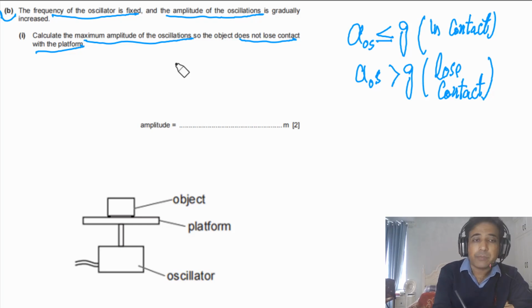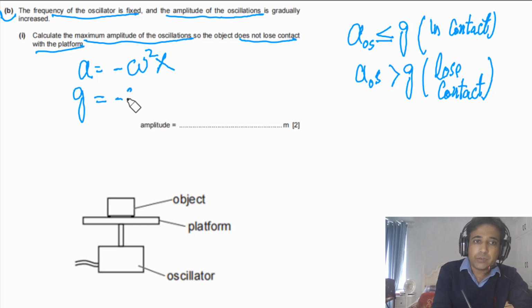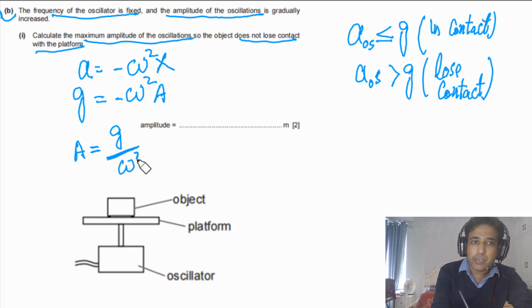Now how can we calculate the maximum amplitude? So simply we can say a is equal to minus omega square x. Omega square x. a in this case will be equal to g, the maximum value of acceleration. So this is equal to minus omega square, and we can say this one is A. We need to find the value of A, so we will get in this case the value of g divided by minus omega square. We are only interested in magnitude, so simply we can say this is divided by omega square.